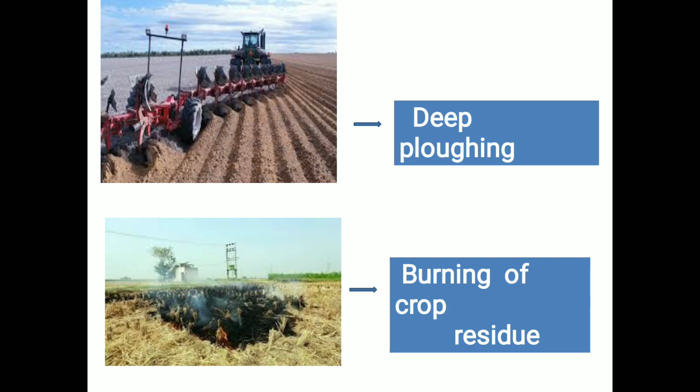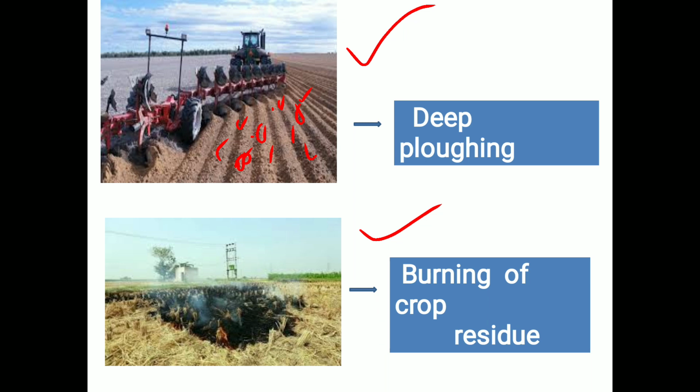Next, deep plowing or burning of crop residue. So what is the role of deep plowing? As we know, if you do deep plowing, whatever pupal, nymph, or larval stages or eggs of different insects are present inside the soil come outside, and the larvae, eggs, or pupae are exposed on the surface of the soil.